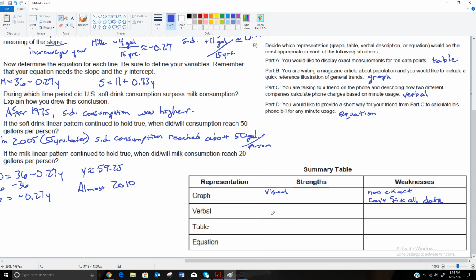So verbal, I think the biggest strength of verbal is just that it's more conversational. It's more everyday speech, so it doesn't get bogged down in the math. So I'm just going to put conversational. It's comfortable for almost anyone. The weaknesses are that it's not visual, and also that it might not have enough detail.